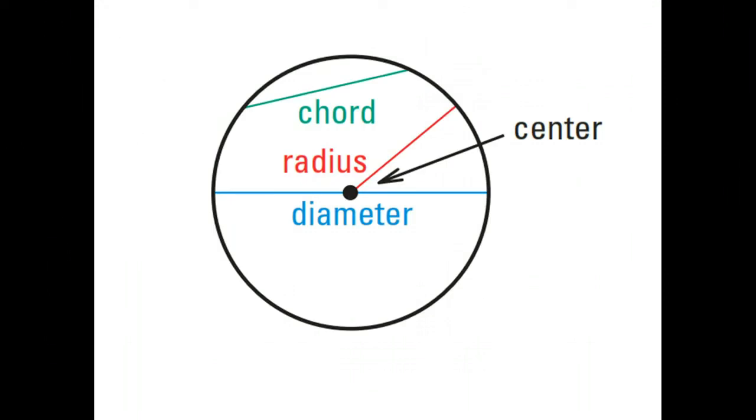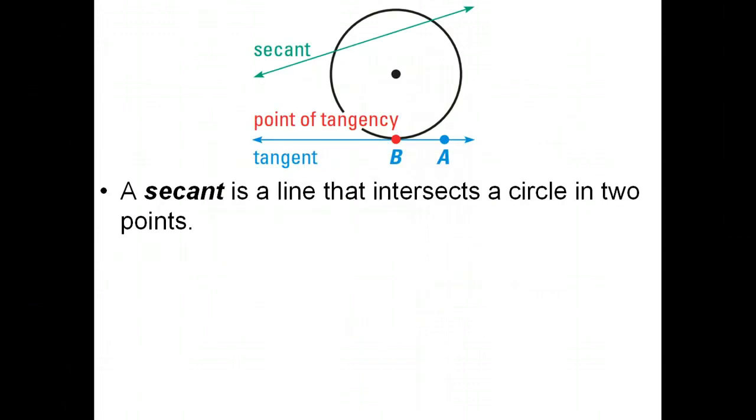So what we have here is a circle where the center is the point that is equidistant from all the other points. The radius goes from the center to the circle. A chord connects 2 points on the circle, and that diameter is a chord, but it's a special chord because it goes through the center of the circle.